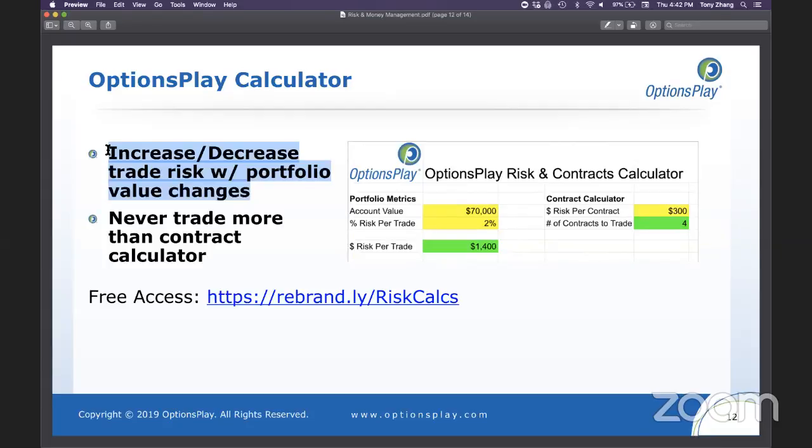No matter how profitable your strategy might be, you want to think about the profitability of your strategy in the long run. That means over hundreds of trades, not over a sample of 10 or 20 trades. It's simply not a large enough sample size to say, is this trend going to continue? If that trend continues over hundreds of trades, then you may want to evaluate how much you're risking per trade. But for the most part, you only want to increase the number of contracts and the dollar amount you're risking based on the growth of your portfolio. And you never want to trade more than the contract calculator tells you.